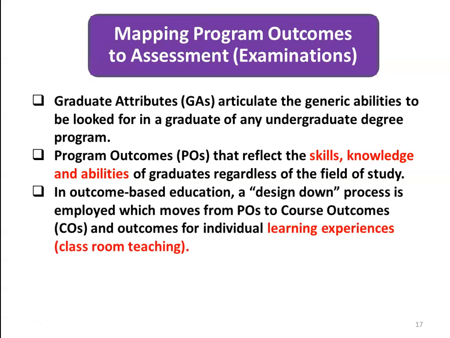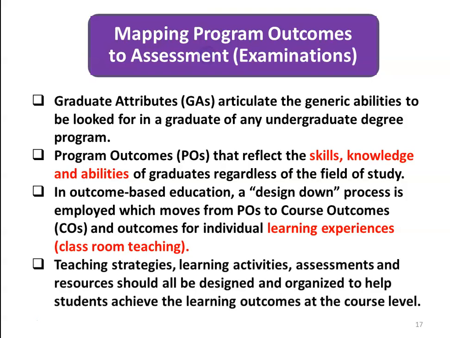In outcome-based education, the design-down process is employed, which moves from PO to course outcomes, that is COs, and the outcomes of the individual learning experiences, that is the lecture outcome or the learning outcome. This is the design-down approach. Teaching strategies, learning activities, assessment and resources should all be designed and organized to help the student achieve the learning outcome at the course level. So assessment is only possible at the course level and the lecture level, and we have to connect the result of the assessment to the program outcome. That is the mapping of PO with the assessment or the examination.